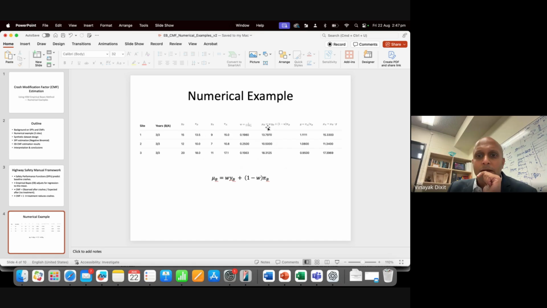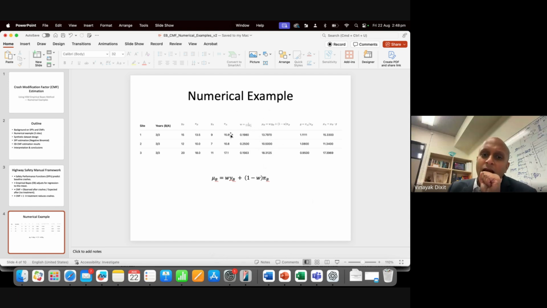So basically mu B will be W times YB plus (1 minus W) times 13.5. That is roughly around 13.79, right? Similarly, you have 10.5 and 18.3125. So the sum of the before will be roughly 42 or 43 crashes. Am I making sense so far? Yes, sir. All right. So that's mu B.